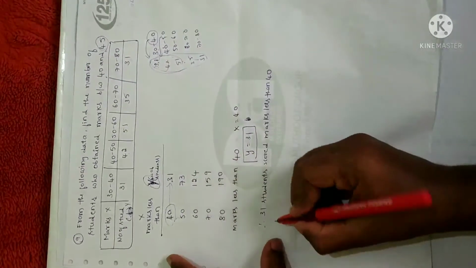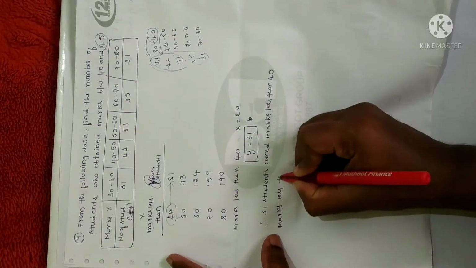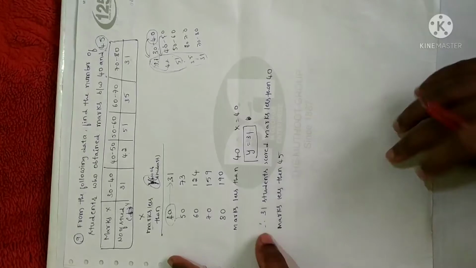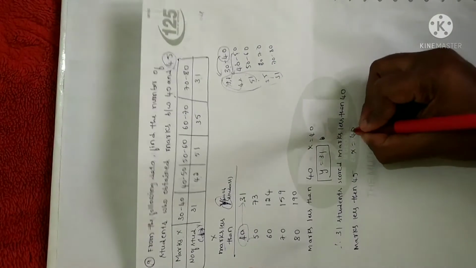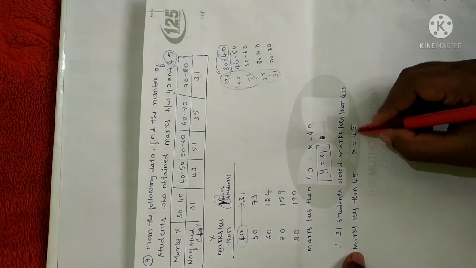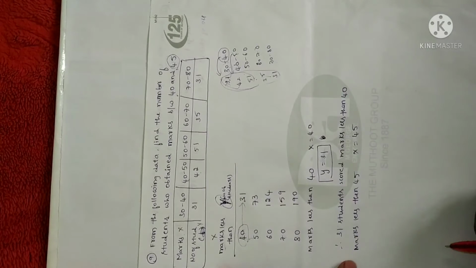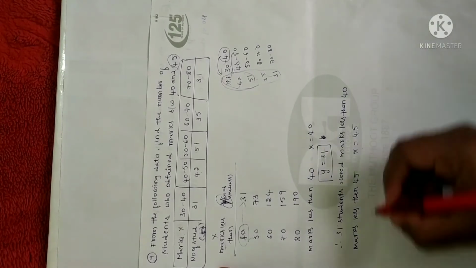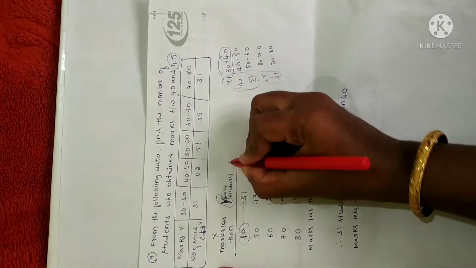So now let me calculate for 45. Marks less than 45. So for marks less than 45, you have to take x equal to 45. So when x is equal to 45, you look at the values of x. Do we have 45 in this column? We don't have 45. So we have to consider x as 45 and construct the forward difference table. So let me construct the forward difference table here itself.